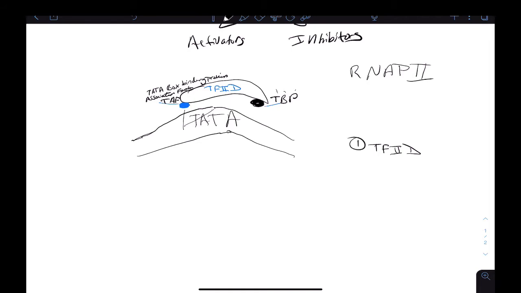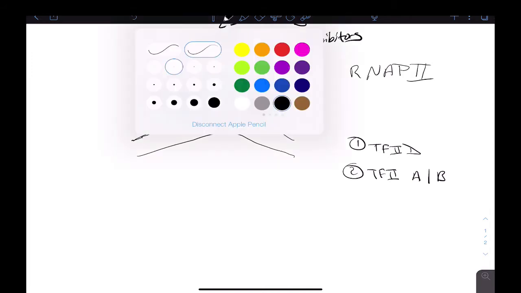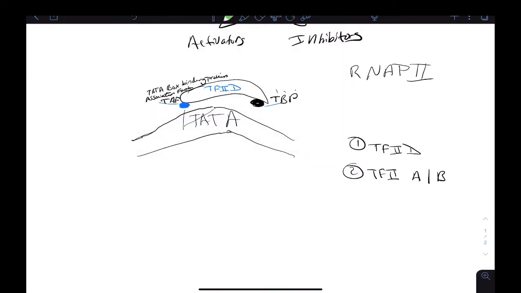Number one is we have this TF2D. The next thing, number two, is transcription factor 2AB. Remember, these are recognition proteins, and they help recruit the RNA polymerase 2 to this promoter region. So now, again, we've got this bend over here, and we have the 2D over here, and now let's use a different color.